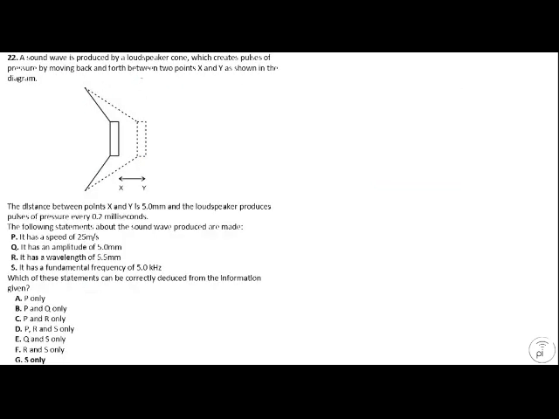22. Sound wave is produced a loudspeaker cone, which creates a pulses of pressure by moving back and forth between the points. И, значит, у нас здесь back and forth, и они говорят то, что вот это 5 миллиметров. Значит, оно идет сюда, потом возвращается сюда, тогда длина будет, wave будет 10 миллиметров. Да? И pulses every millisecond, период тогда будет 0,2 миллисекунды, а frequency будет 5 килогерц.